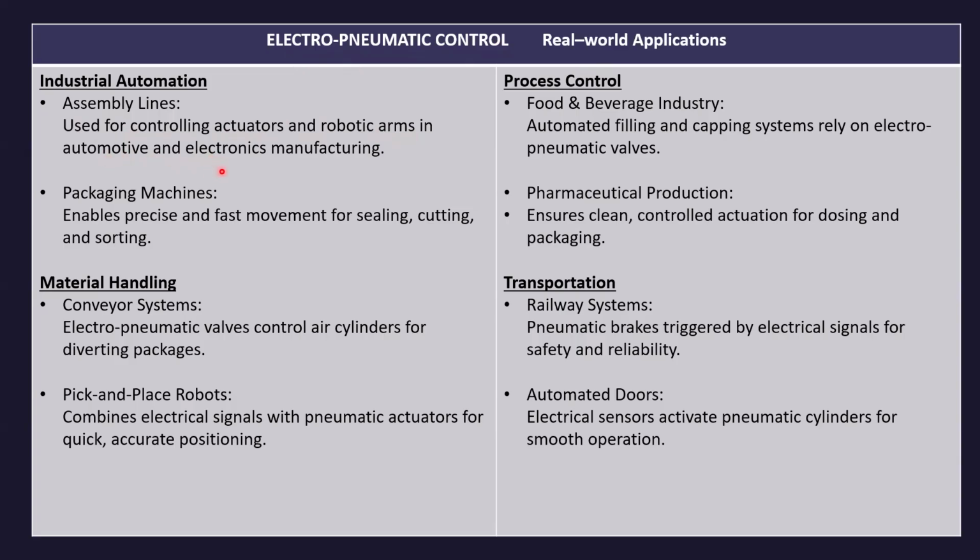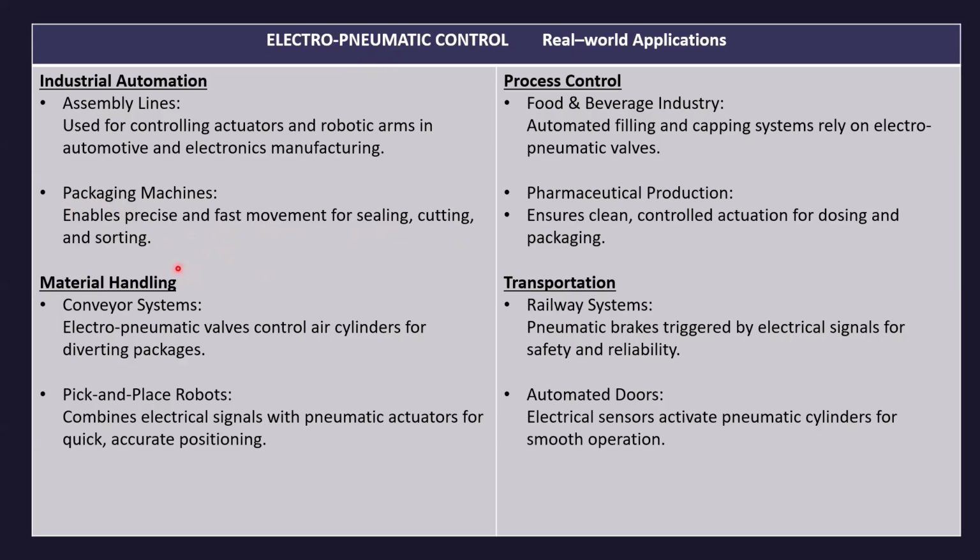In automotive and electronics manufacturing, just remember the difference between pneumatics and hydraulics: pneumatics can be fast, but it is not as strong. Hydraulic systems are significantly slower, but they are way more powerful. All right. So, for example, in packaging machines, it enables precise and fast movement for sealing, cutting, and sorting, picking up papers, print shops, and all that.